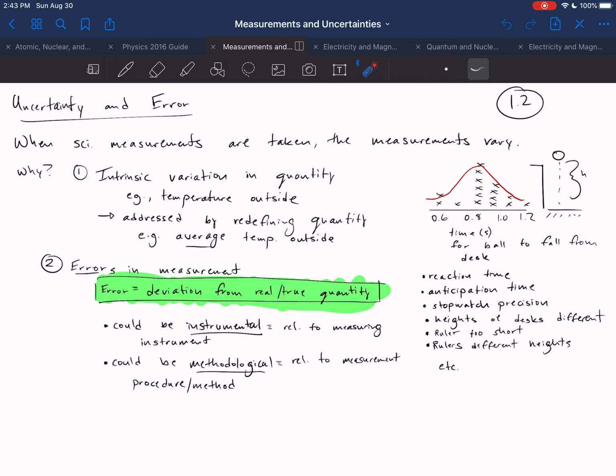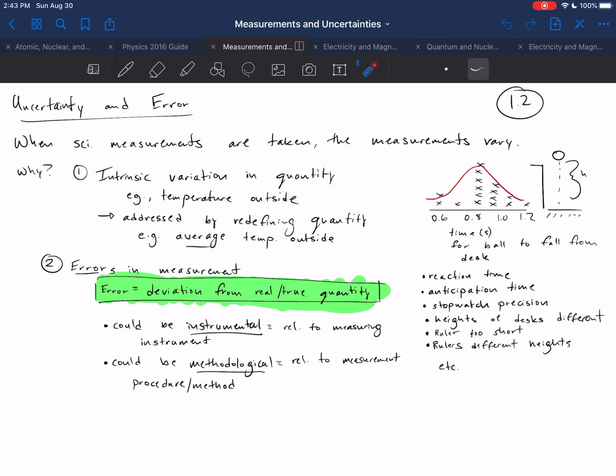Errors can be of different sorts. They can be instrumental in nature, so they could be related to your measuring instrument. Your measuring instrument could introduce a deviation from the real or true quantity, even if you're using it perfectly. They could also be methodological. So you could have a very precise, perfect instrument, so to speak, but how you use it introduces some deviation from the real or the true quantity.